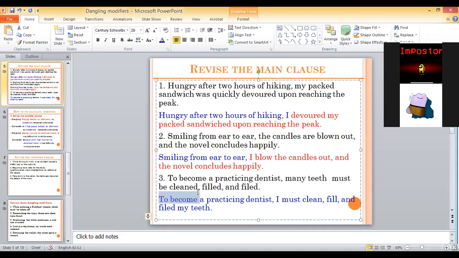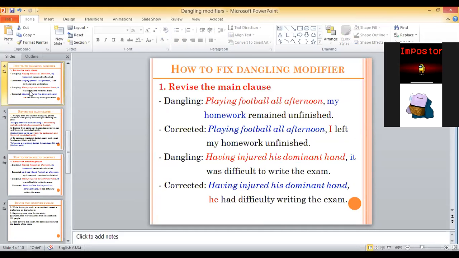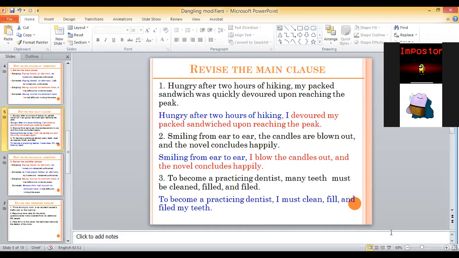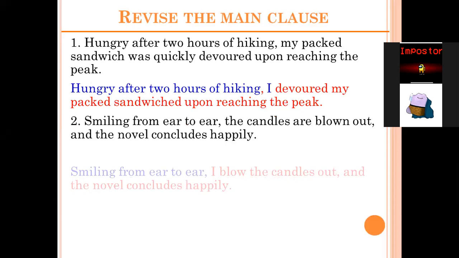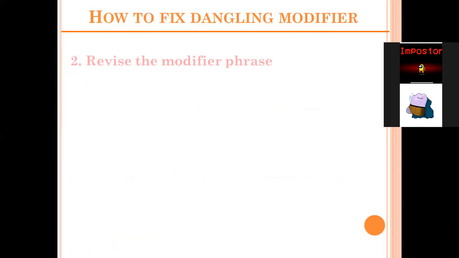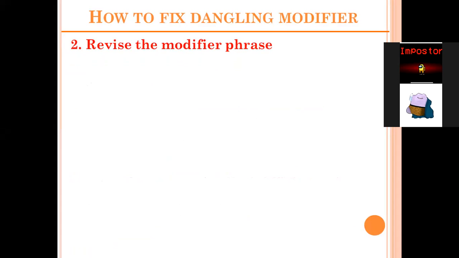Because "to become a practicing dentist" can be used to modify "I". Who becomes a practicing dentist? I become. So one way that you can fix your dangling modifier is to change the main clause. Now you can move to another way. The second way is to change the modifier. Now let's learn how to change the modifier.